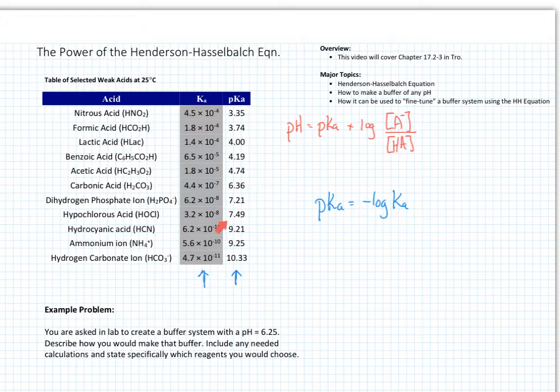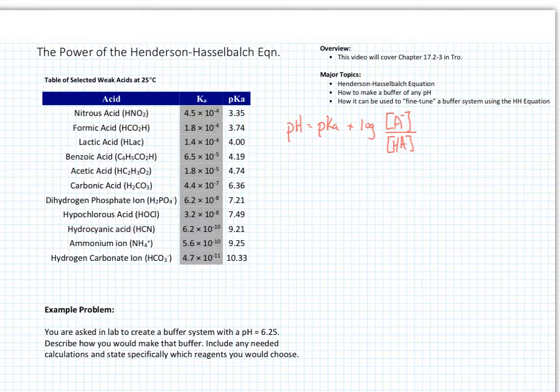So deriving from the Ka expression, we get the Henderson Hasselbalch equation: pH equals pKa plus the log of the concentration of the conjugate base, A minus, divided by whatever the weak acid is. These are a bunch of different weak acids, and so that's going to go in the bottom term, and whatever its conjugate base is will go in the top term.